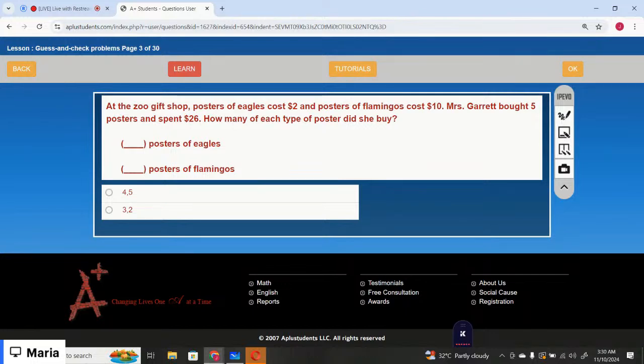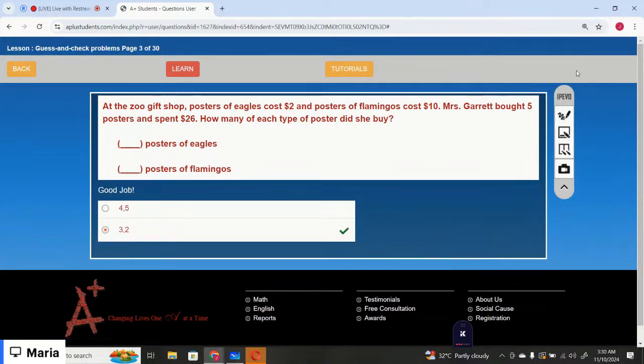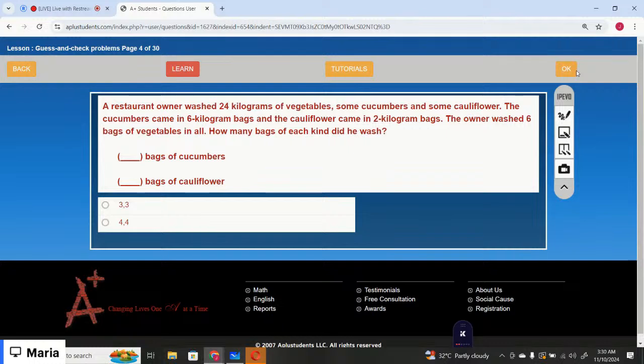5 posters, right? Total. So 3 plus 2 makes 5. Option number 2 is the correct option. Okay, you can complete the lesson by yourself later today. Let me just move on to the next lesson.